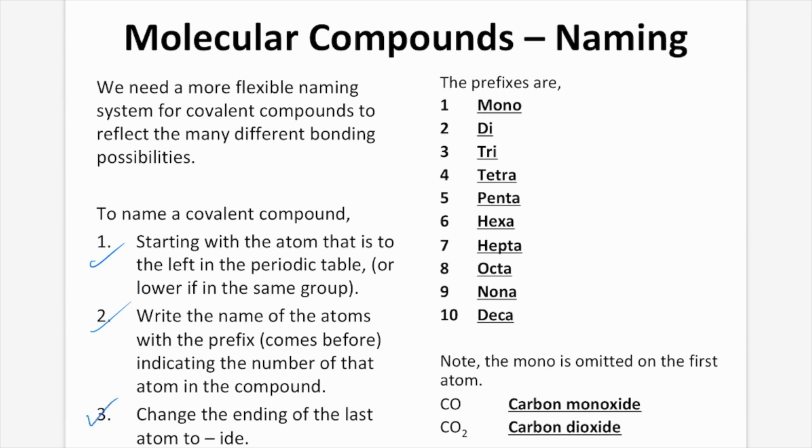before. So here are the prefixes that you need to know: mono, di, tri, tetra, penta, hexa, hepta, octa, nona, and deca. So note, the mono is omitted on the first atom. So if we have CO, we write carbon monoxide, but we don't write monocarbon monoxide. CO2 would be carbon dioxide because there's two oxygens. So we find the 2 and we write di.